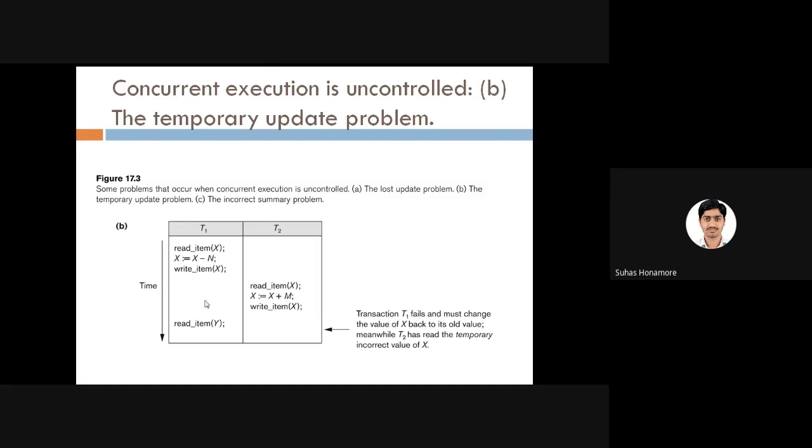Now T1 is still not completed, so the T1 task is still there: read Y, update Y, then write Y, such operations are there in T1. Somewhere here, failure will happen for T1. So instead of commit, that is, successful execution, it will say abort.